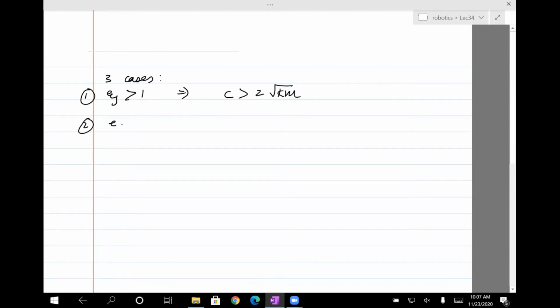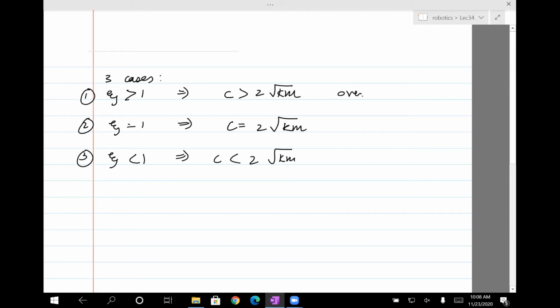Second case is the damping constant is equal to 1. So in this case, c equals 2 square root of km. And then the third case is eta is less than 1, which is c is less than 2 square root of km. So the first case, where the damping constant is greater than 1, is known as an over-damped system.